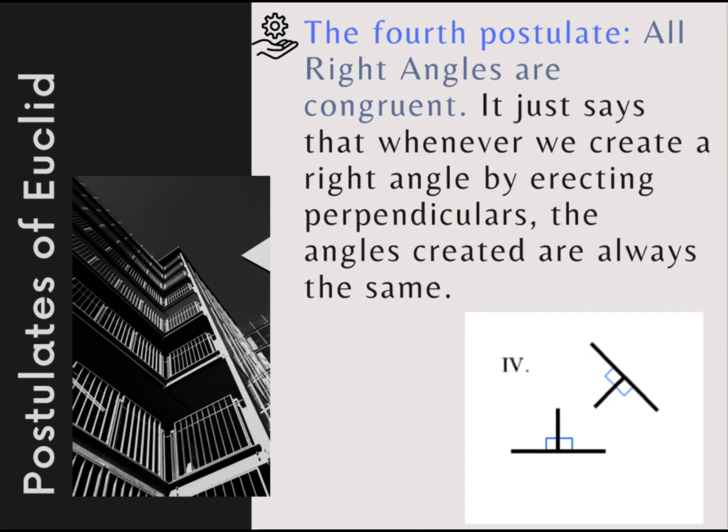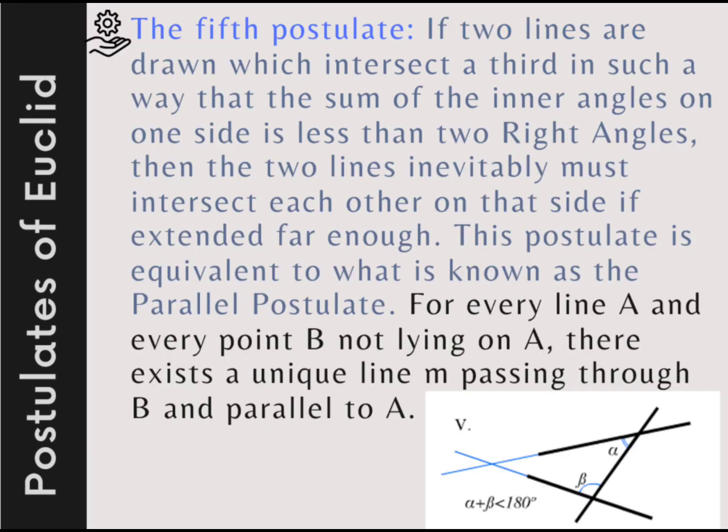Now the fourth postulate of Euclid is: all right angles are congruent. It just says that whenever we create a right angle by erecting perpendiculars, the angles created are always the same. For example, in this picture, there is a straight line, and if we erect a perpendicular line on this straight line at the center, it automatically creates a right angle. So all right angles are congruent, so they would be the same size.